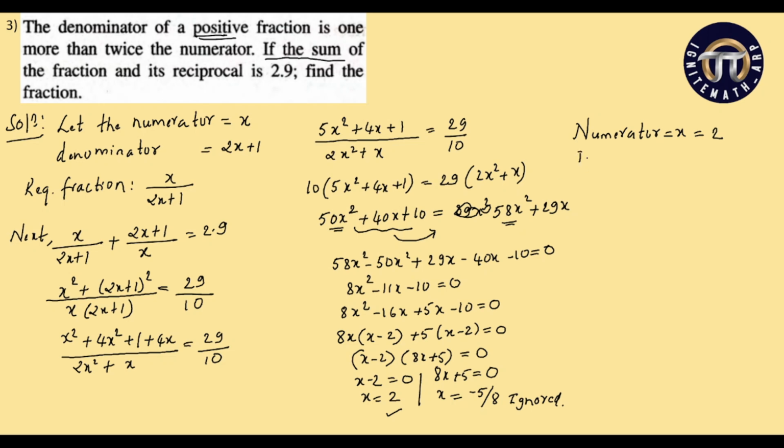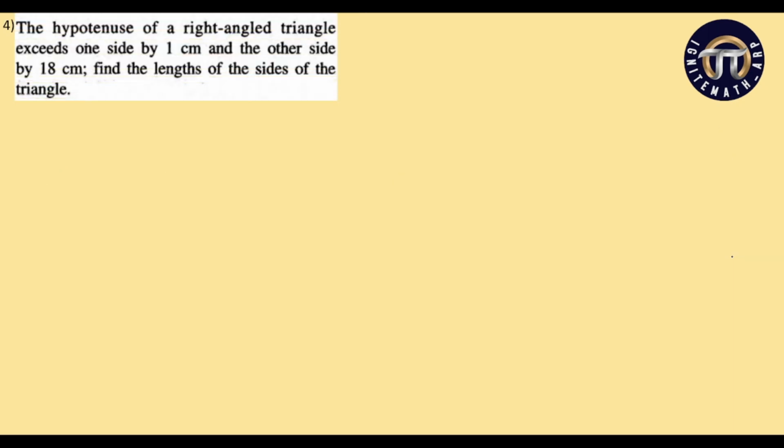Then the denominator, what is my denominator over here, children? 2x plus 1. So 2x plus 1, that is 2 into 2 plus 1, which is equal to 5. So the required fraction, what is the required fraction? Numerator by denominator, 2 by 5 is the answer. Clear, children? I hope so. It is clear enough. Now let me go ahead with the next problem.